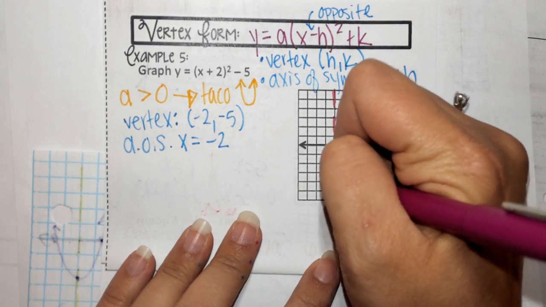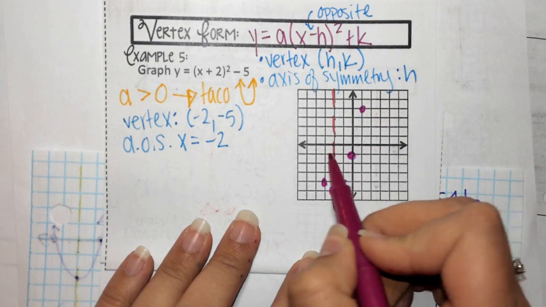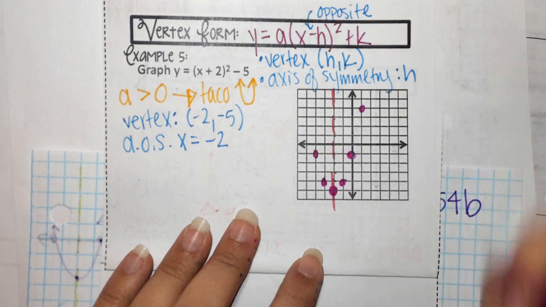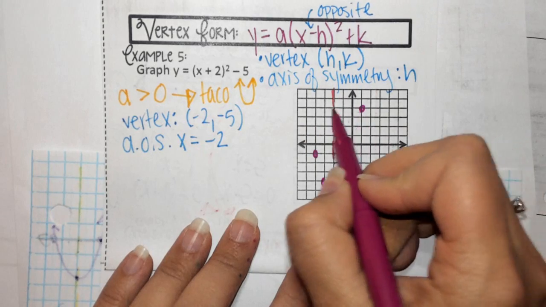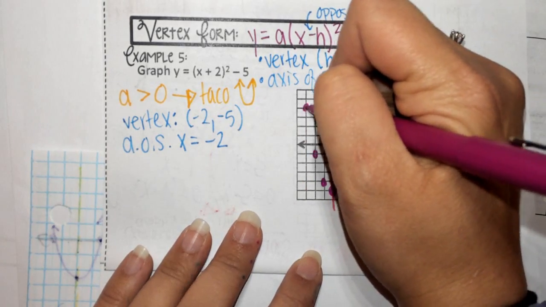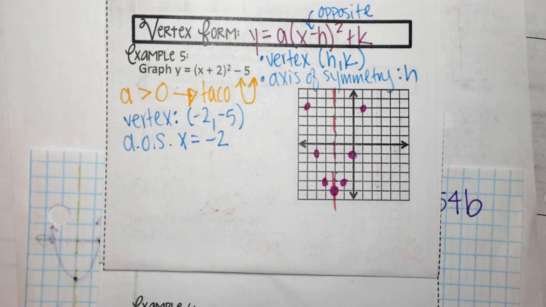Reflect across. Alright, so since this is 2 units away, how many is this point going to be? 2. Okay. Since this one is 3 units away, how many is it on the left? 3.